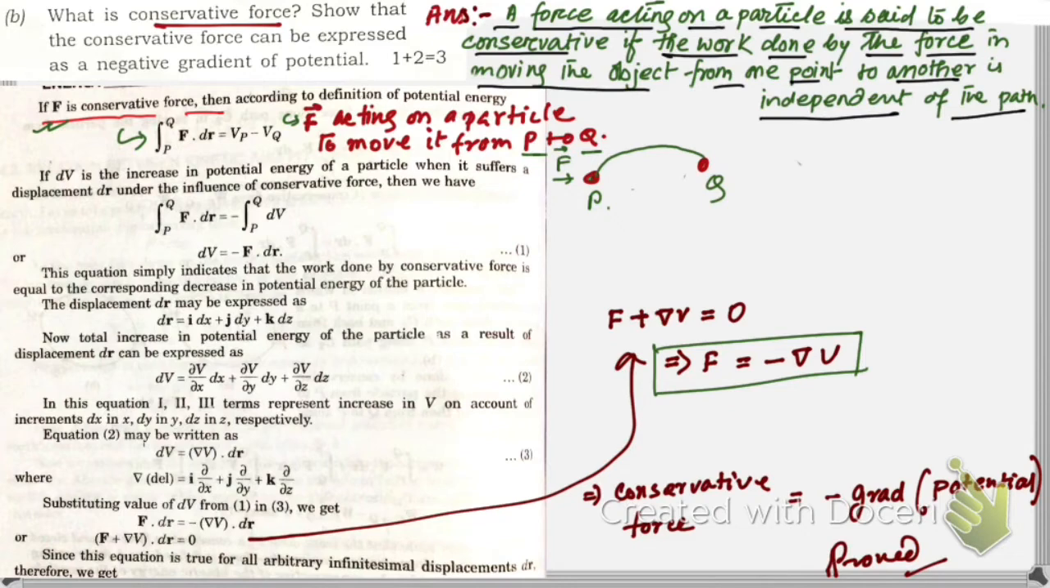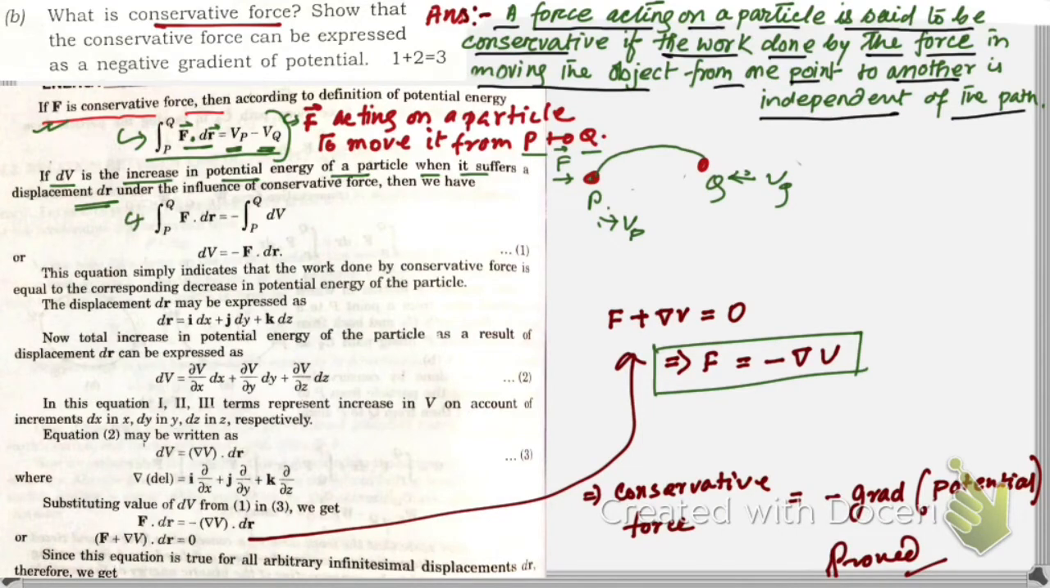So by the definition of potential energy, we should get this relation: the integral of F dot dr. Written in bold, F and dr are vectors, right? Potential is not a vector, just force and dr are vectors, and if you integrate from P to Q, then you should get Vp minus Vq, right? Vp is the potential at P, and Vq is the potential at Q. So dV is the increase in potential energy of a particle when it suffers a displacement dr.